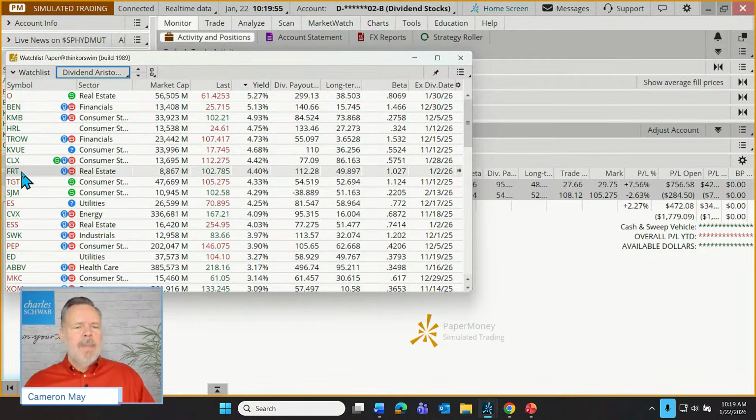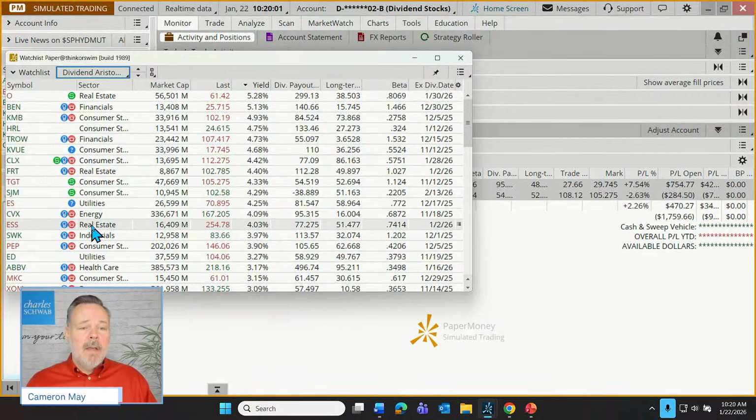Shall we look at FRT? No, I think I eliminated that for another reason. I'll show you that. So let's talk about ESS, not necessarily the first two, but among the first three. So we have O and we have ESS. We can see they are real estate. Might contribute to the further diversification of our example portfolio here.